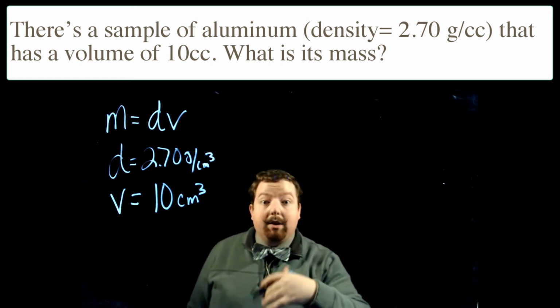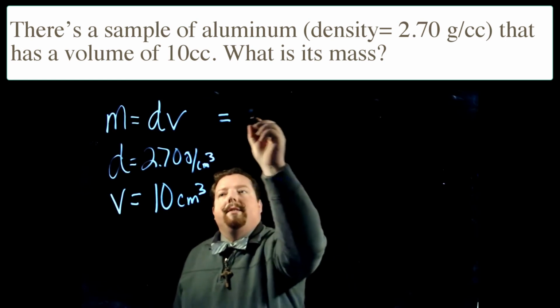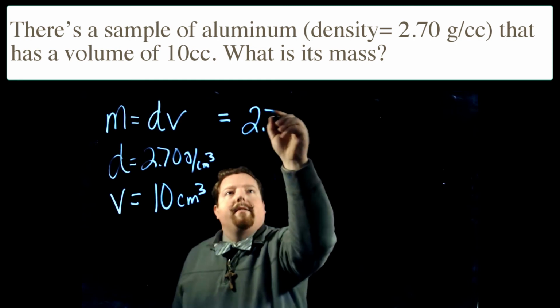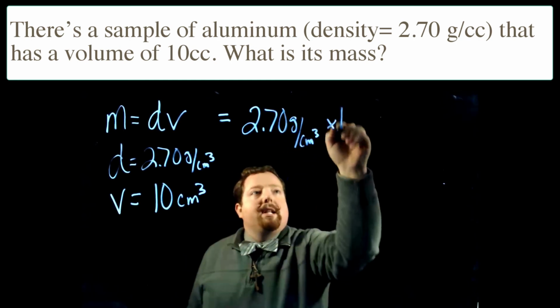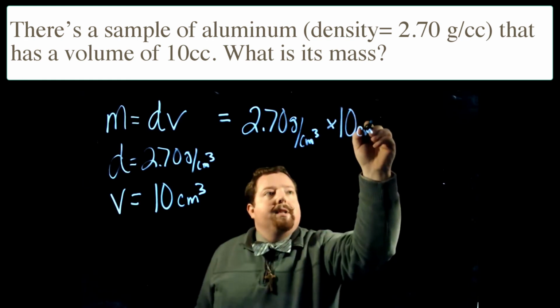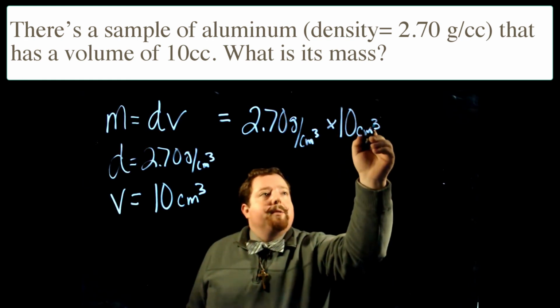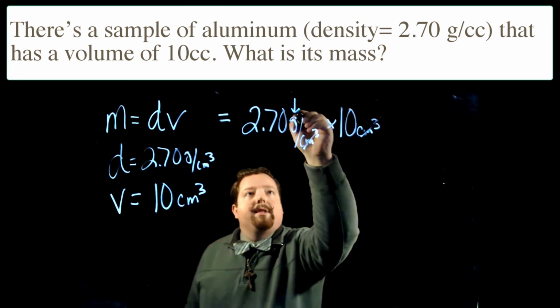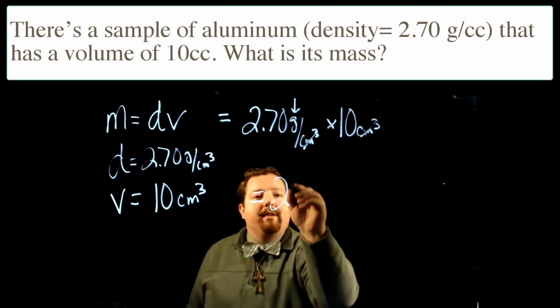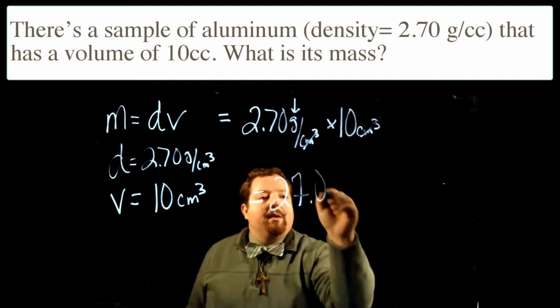So now, again, just plug and check. M equals d times v, that's 2.7 grams per centimeter cubed, times 10 centimeters cubed. Notice you have centimeters cubed on top and centimeters cubed on bottom. That cancels out, and you're left with grams, and that gives you a total of 27.0 grams.